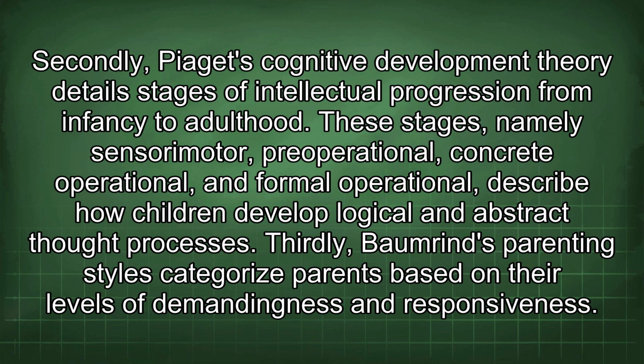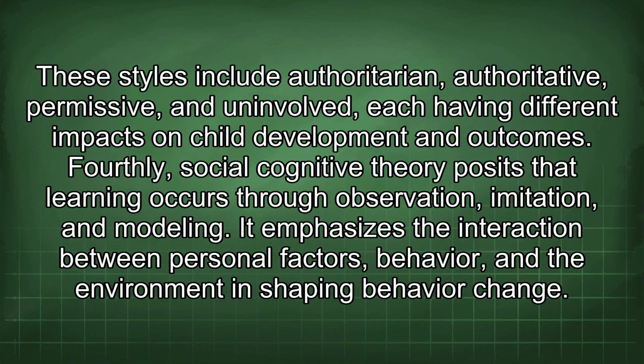These stages, namely sensorimotor, preoperational, concrete operational, and formal operational, describe how children develop logical and abstract thought processes. Thirdly, Baumrind's parenting styles categorize parents based on their levels of demandingness and responsiveness. These styles include authoritarian, authoritative, permissive, and uninvolved, each having different impacts on child development and outcomes.